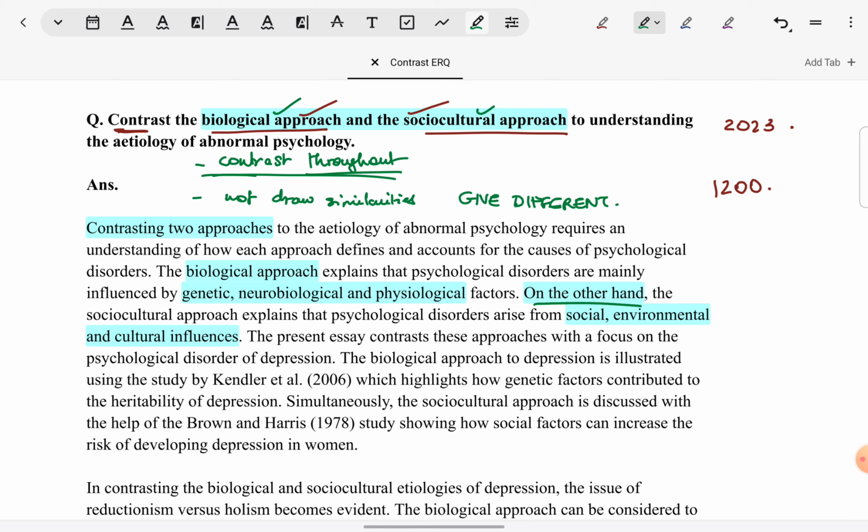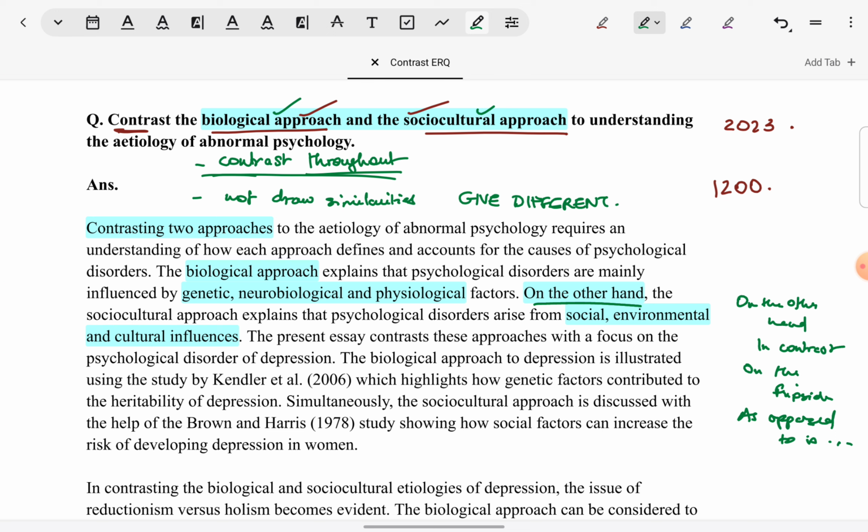So using sentence beginnings like on the other hand, in contrast, on the flip side, as opposed to this, and so forth. If you use phrases like this to begin your sentences in the contrast command term, it can be very useful to you, not only because it really makes it explicit to the examiner where you are showing the differences between the two approaches.